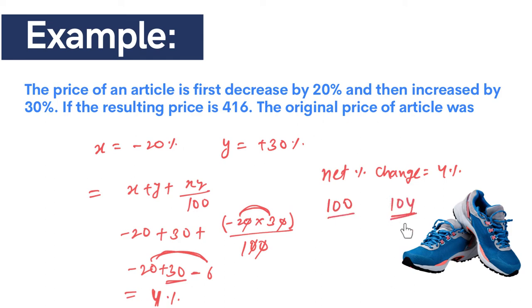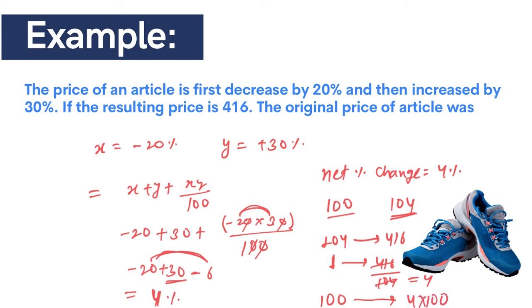In my question, this is given and this is asked. What is the value of 104 given? 104 is given for 416. So what is the value of 1? 416 divided by 104, so I will get 4. I need to calculate the earlier price, the original price. So the original price is 100. I calculate the value of 100 as 4 into 100, because one value is 4. That is equal to 400. This is my answer.